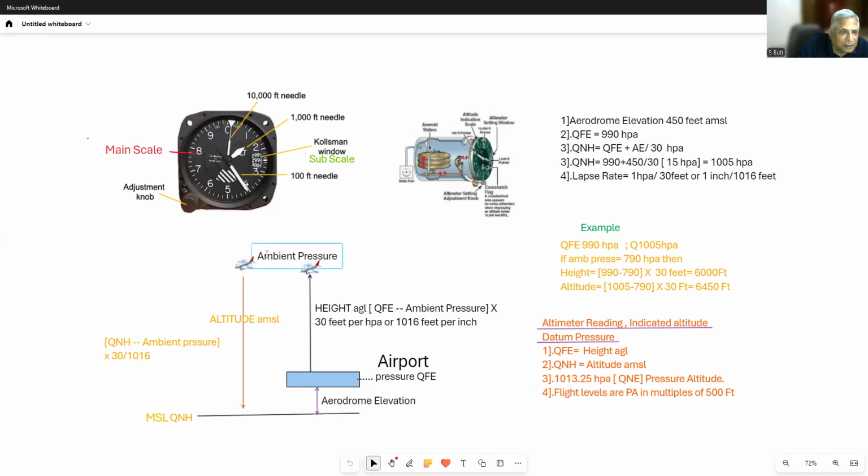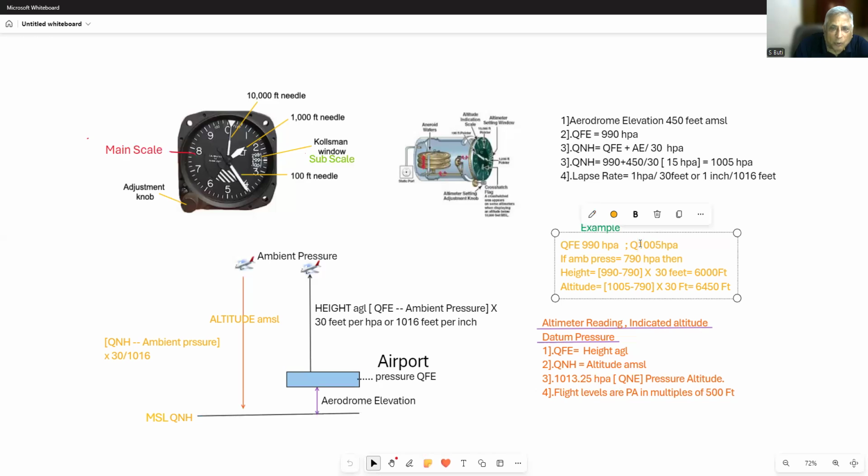In the air, this pressure called QNH minus ambient pressure, into 30 in HPA, or 1016 if both are in inches, is then called altitude. Altimeter is calibrated for a standard lapse rate of 1 HPA every 30 feet. For example, if your QFE is 990, as in this example, and the QNH is 1005 HPA. QNH is the mean sea level pressure at this place.